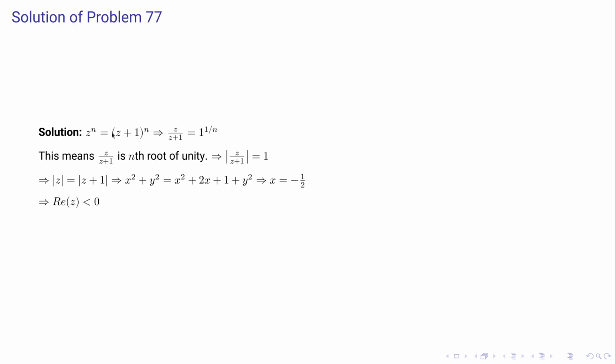We are given that z to the power n is equal to z plus 1 to the power n. That is, z by z plus 1 is equal to 1 to the power 1 by n. Now, since it is an nth root of unity, we have just proven that the mod of that would be 1. So mod of z is equal to mod of z plus 1. When you square both sides, you will get x square plus y square is equal to x square plus 2x plus 1 plus y square, which means x is equal to minus half. So real of z is less than 0.